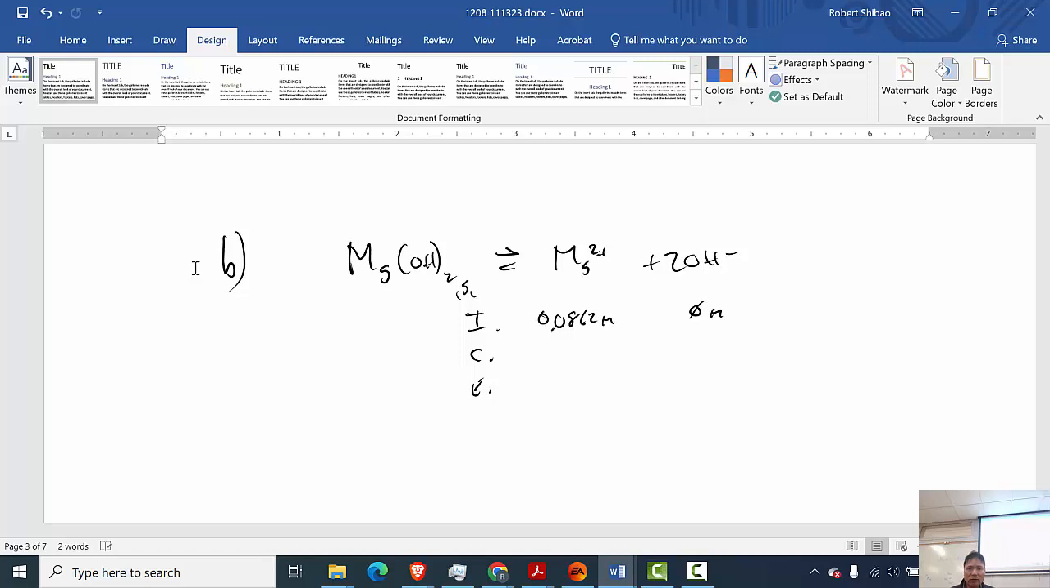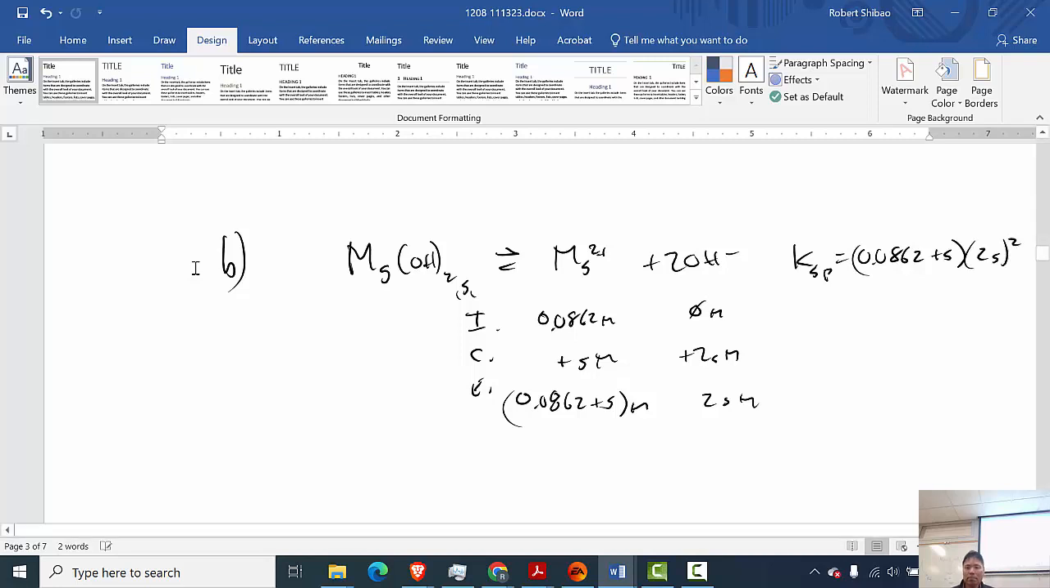And now we'll let it dissolve. Well, not as much is going to dissolve because of the presence of the magnesium. And so this is going to go 0.0862 plus S, and then 2S molar. And so we get KSP is equal to 0.0862 plus S times 2S quantity squared. I'm going to use the simplifying assumption here. So I'll get 0.0862 times 4S squared. And then calculate my S.